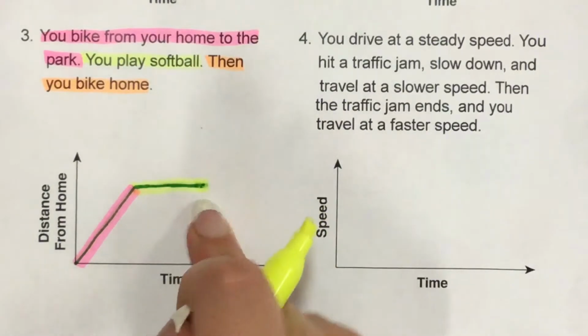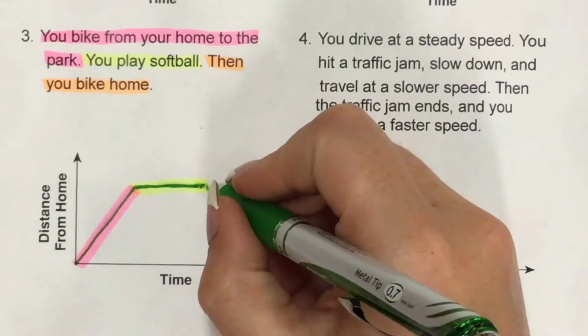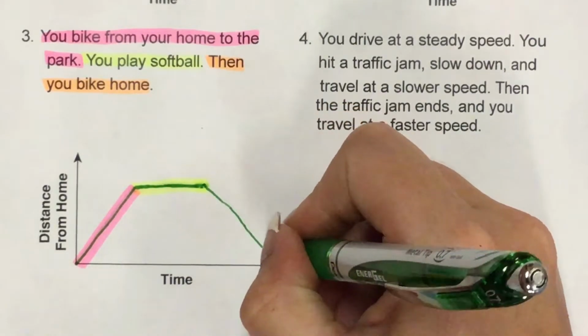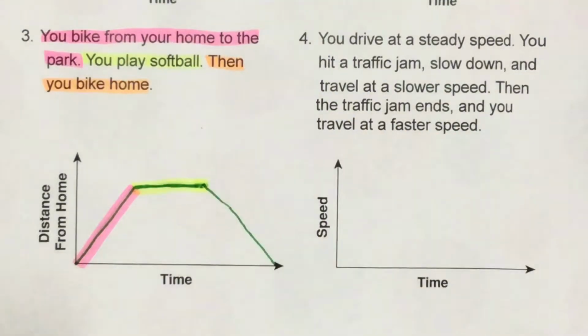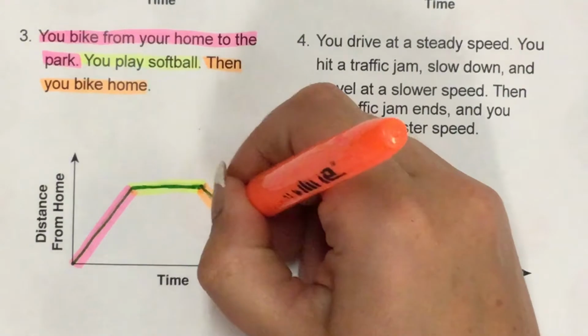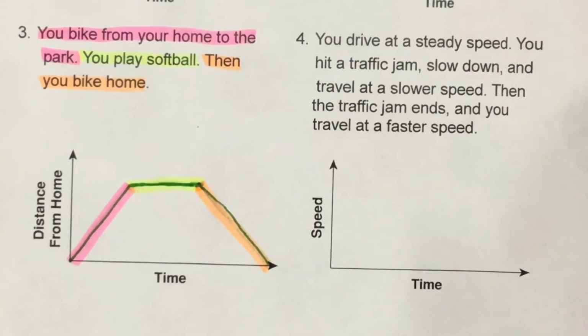Now we're done playing softball and we bike home. So as we bike home, time is still going, but we're getting closer and closer to our house until we arrive at home. So this line right here, slanted downward, would represent the orange portion of this problem.